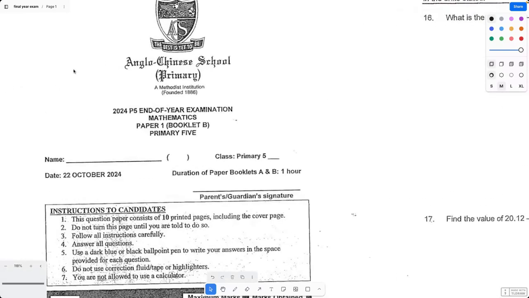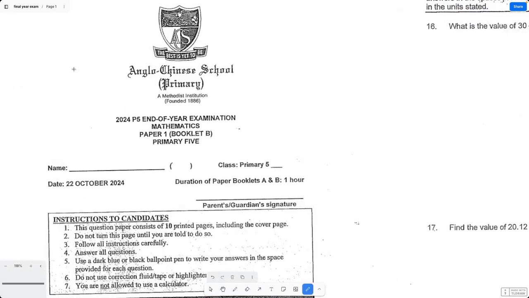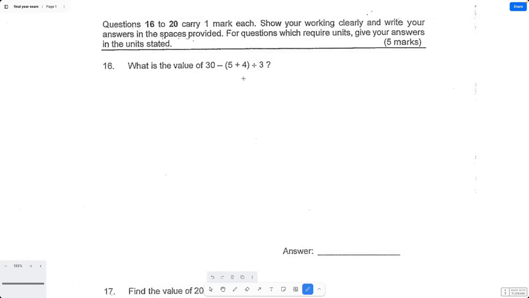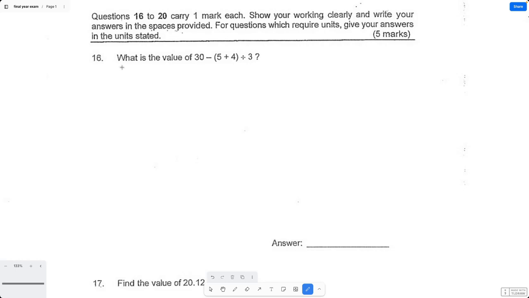Alright, in this video, we're going to go through Anglo-Chinese School Primary 2024 end of year examination, paper 1, booklet B, Math Primary 5. So let's get started on question 16. Question 16 says, what is the value of 30 minus (5 plus 4) divided by 3?